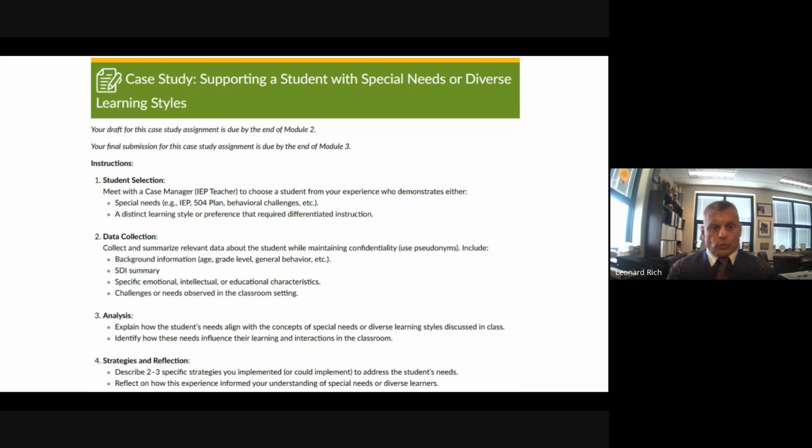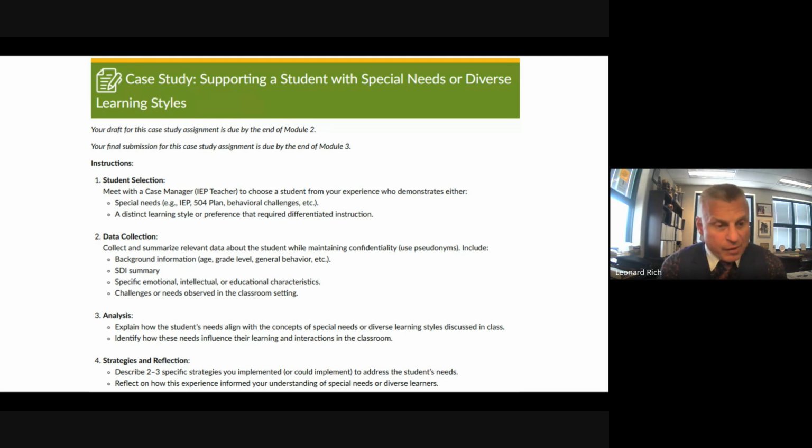Data collection. So what is your collection? What is your summary of the relevant data, be it the background information, particularly, again, the focus on the SDI and any specific challenges or characteristics. Okay, analysis. Step 3, explain how the student's needs align with the concept of special needs or diverse learning styles discussed in class. So we're going to take this student and now we're going to identify their need and then meet the instruction to the need.